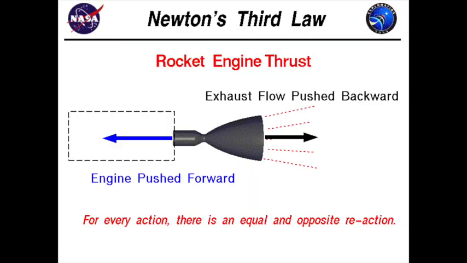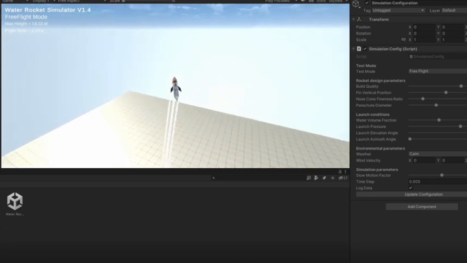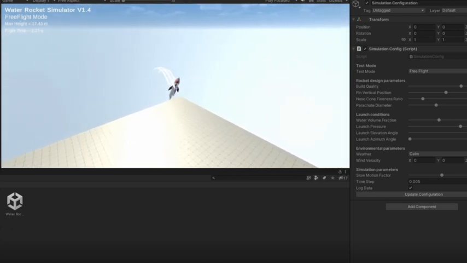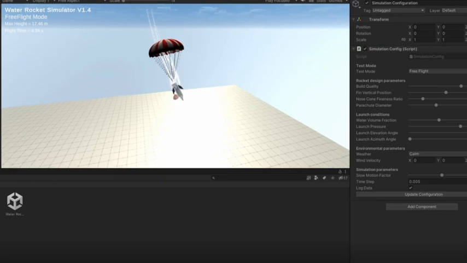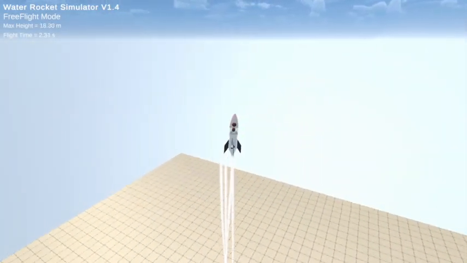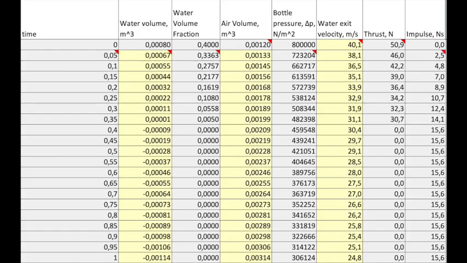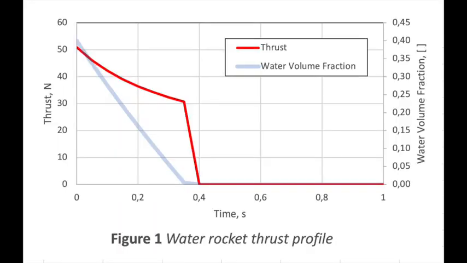Newton's third law states that all forces between two objects exist in equal magnitude and opposite direction. So using this principle, when the compressed air accelerates the water out the nozzle, an equal and opposite force is applied, causing the rocket to accelerate vertically upwards. When it comes to propulsion, impulse is a product of the thrust of the water rocket and the time the thrust is applied.